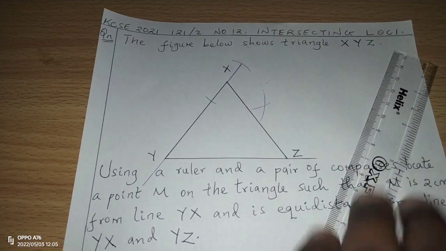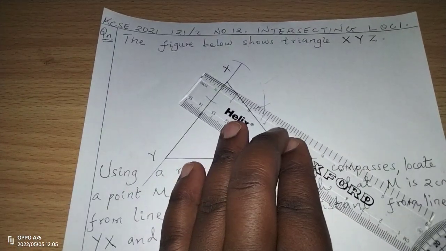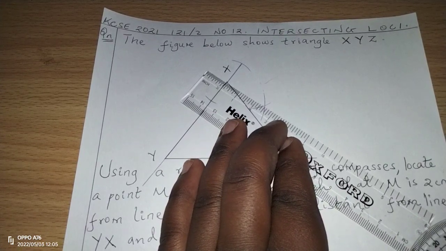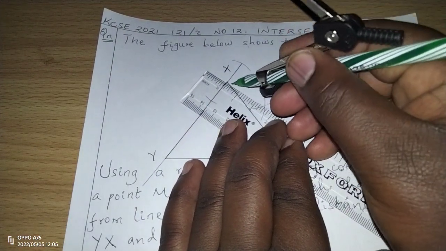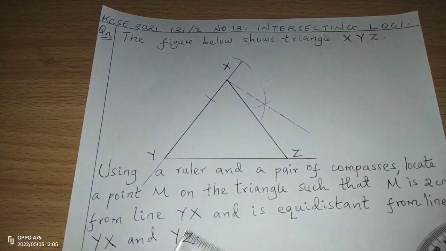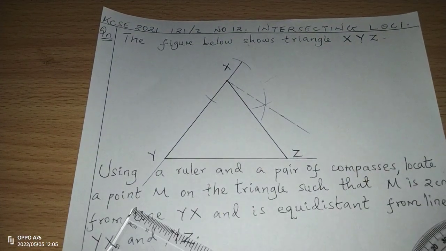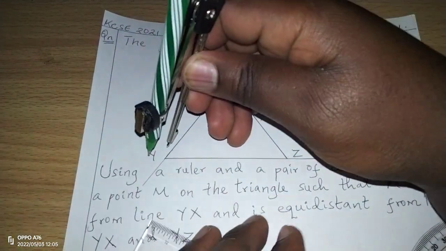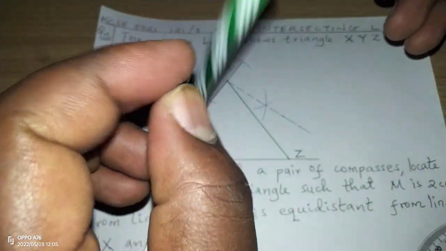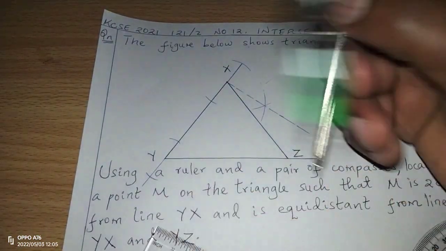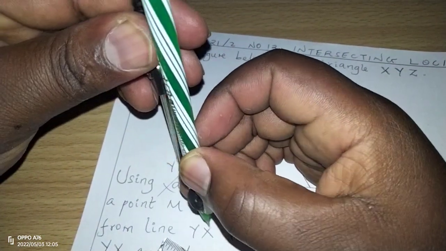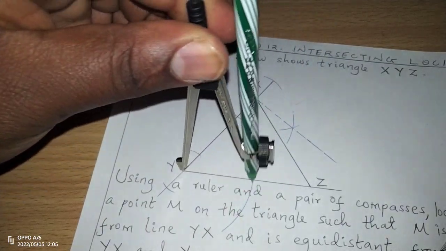Therefore, this one is going to give us a perpendicular line. I'll use incomplete lines because it is not the intended loci. So we can raise a perpendicular line there. And again, starting at Y, we raise another perpendicular line. Another perpendicular line on this side.